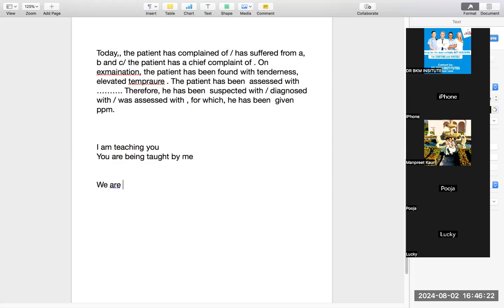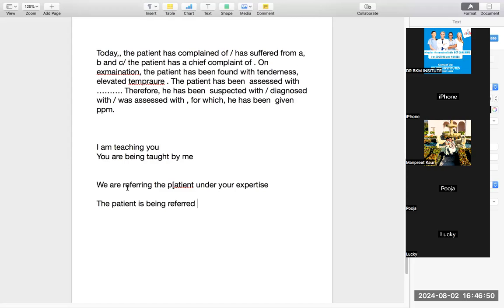We are referring the patient under your expertise. That is what we want to write. Then how do we write it? The patient again is, because it is an -ing form, so we write: the patient is being referred.